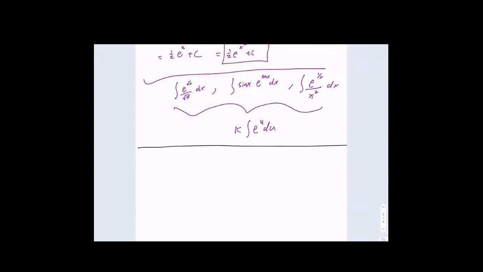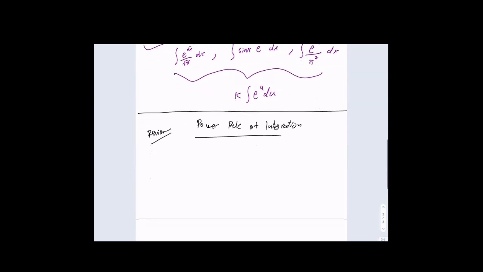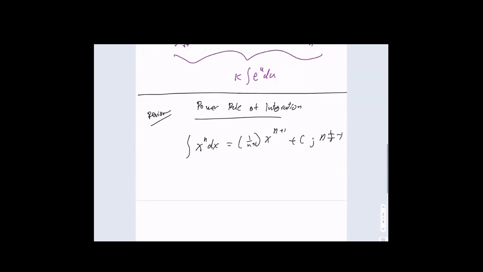Let's go to the second half of this lesson today. So remember, as a review, the power rule of integration was such that the integral of x to the n dx was equal to parentheses 1 over n plus 1, x to the n plus 1 plus c, when n does not equal negative 1.